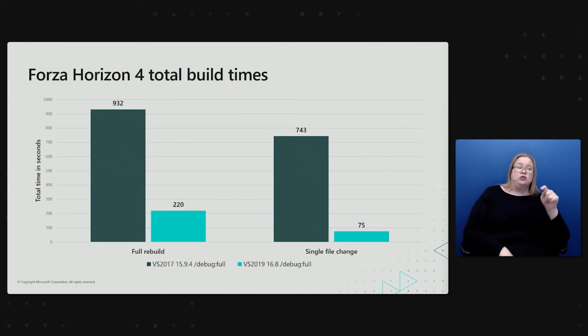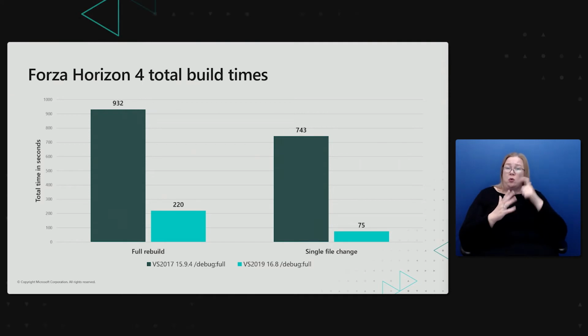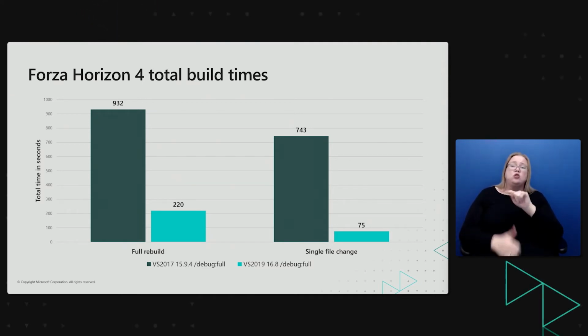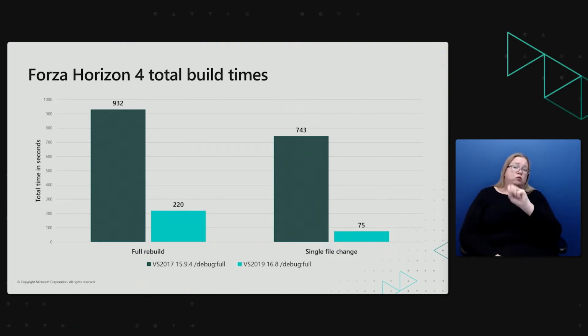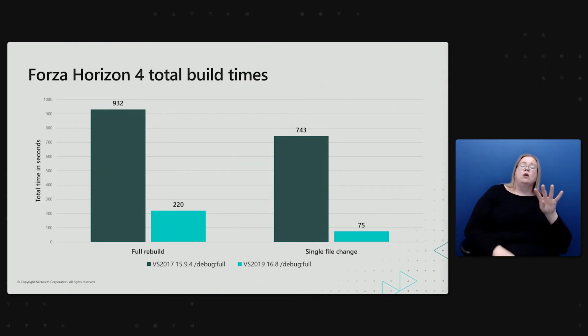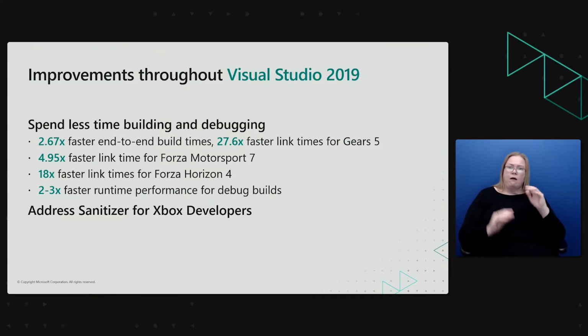Similarly, Turn 10 Studios and Playground Games also noticed great results for build throughput in their games. Turn 10 Studios saw a 4.95x improvement in link time for Forza Motorsport 7. For Forza Horizon 4, the link times are 18x faster compared to Visual Studio 2017, while build times are 4.24x faster. The decrease in build time enabled Playground Games to switch from debug fast link to debug full. Andrew Sage from Playground Games noted that improvements reduced workflow interruption and alleviated mental task switching overhead caused by the stalls. If you aren't on the latest toolset, upgrade now.